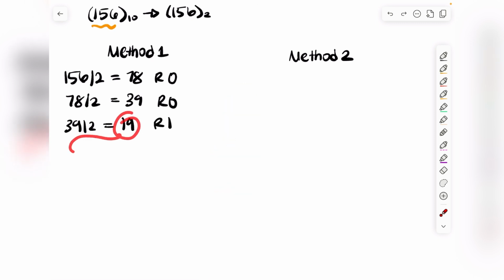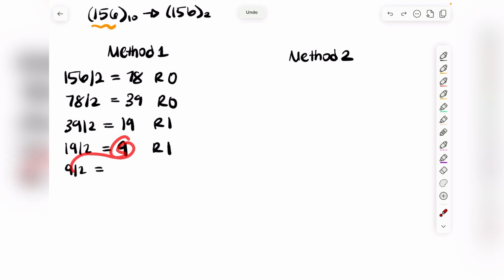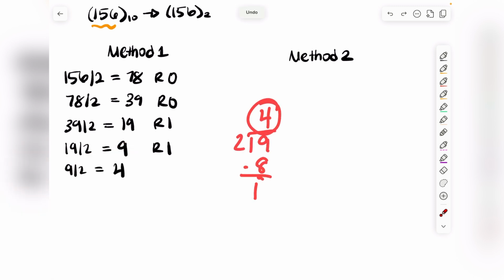Then you take 19 and divide it by 2. This is 9, this is 18, 1. So your answer is 9 with a remainder of 1. Then you take 9 and divide it by 2. So it's 4, 8, 1. So your answer is 4 with a remainder of 1.